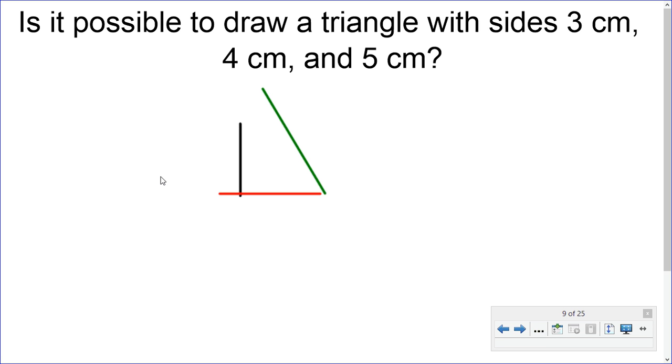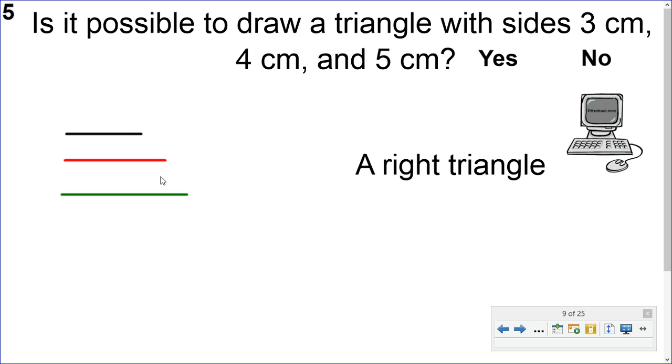Well, what can I do? Alright, let's try to make a right triangle. So let's put this at the end here, on top of that one. Now let's take this side and put it on top, and we have a right triangle. So we can make a right triangle out of sides 3 centimeters, 4 centimeters, and 5 centimeters. So yes, it is possible to draw a triangle, and it would be a right triangle. So our answer would be yes.